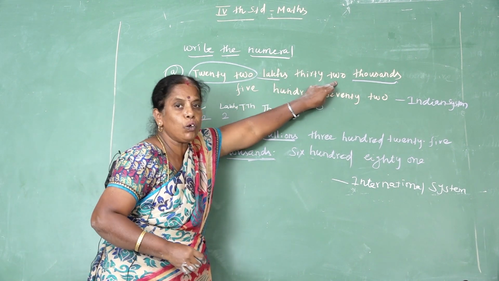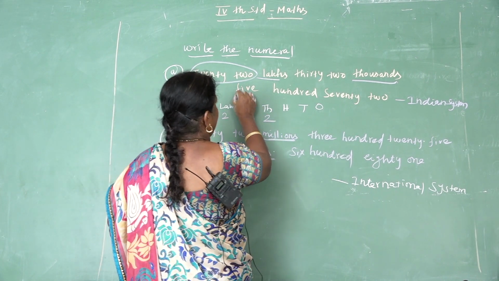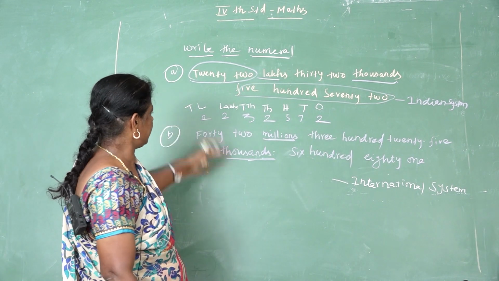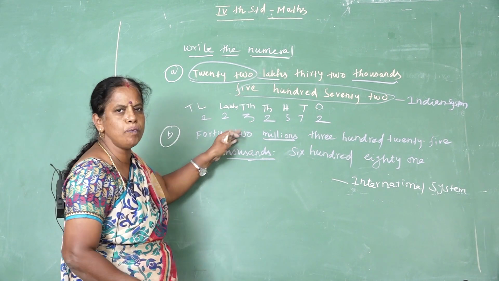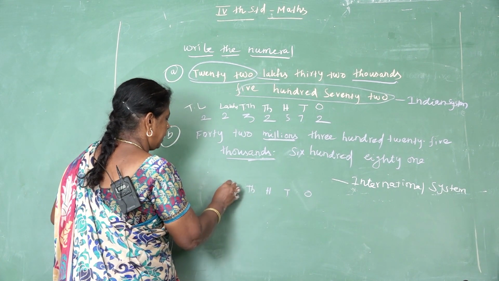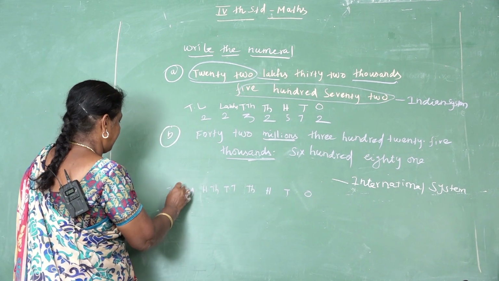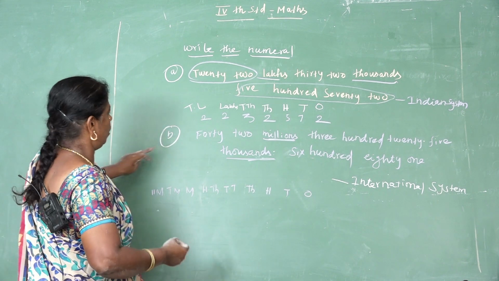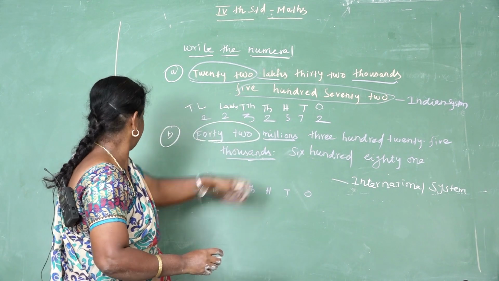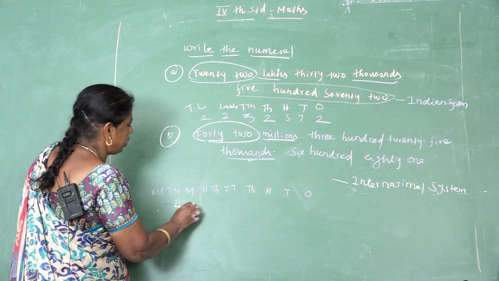Next, 32,000. How many thousands? 32,000. And 572. So we write 572. Next one, in the international system, how many millions? First you write the place values: ones, tens, hundreds, thousands, 10,000, 100,000, millions, 10 millions, 100 millions. Now, how many millions? There is no 100 millions. So 42 millions.